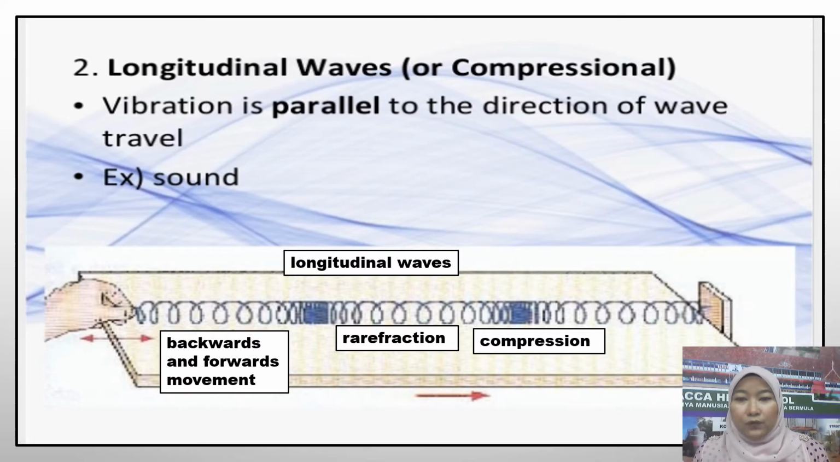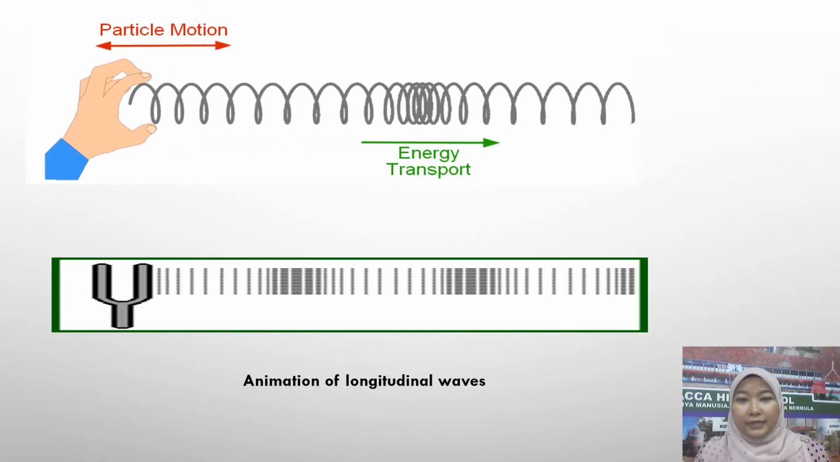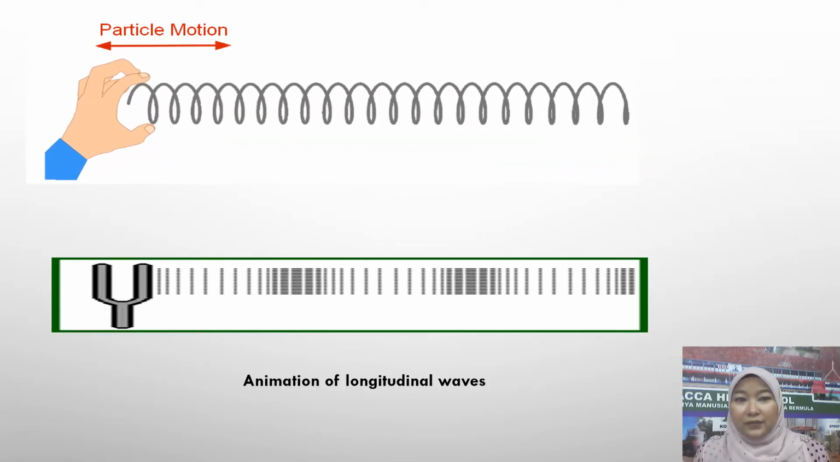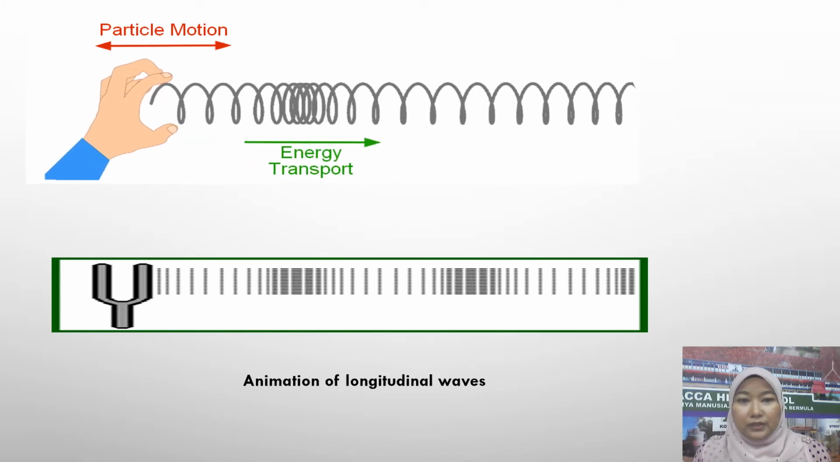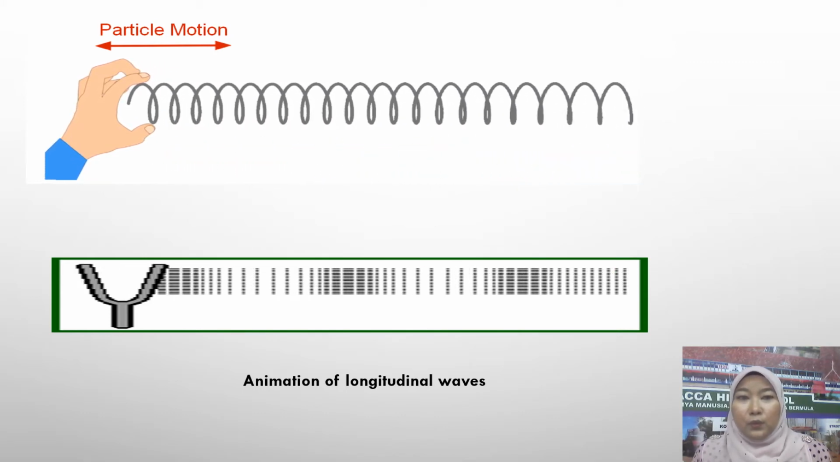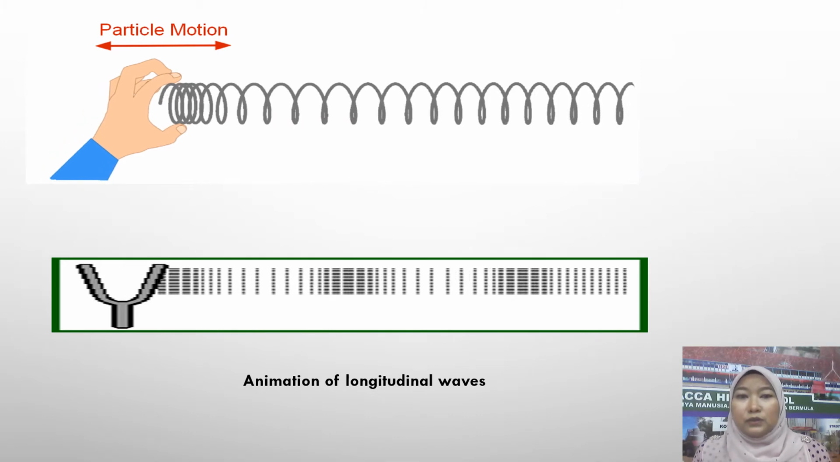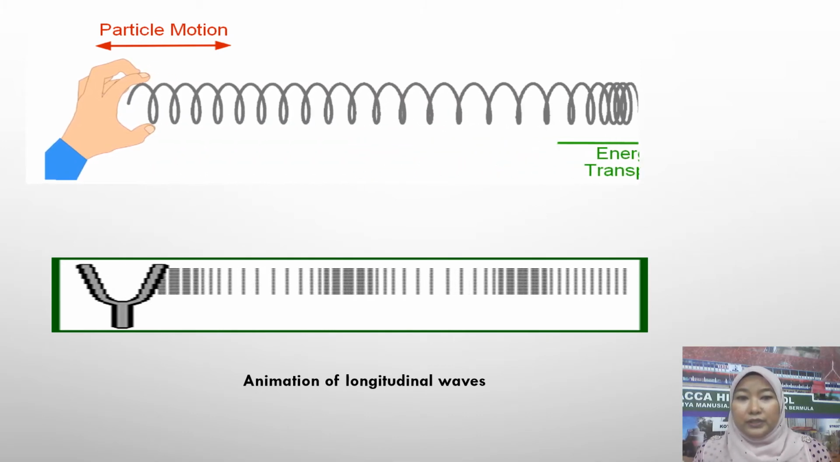The second type of wave is longitudinal wave. What is longitudinal wave? Longitudinal wave is vibration of particles parallel to the direction of wave travel, or parallel to the propagation of the wave travel, for example, sound wave. Here, students, you can observe the motion of the longitudinal wave, in which the particle motion is parallel to the propagation of the wave motion.